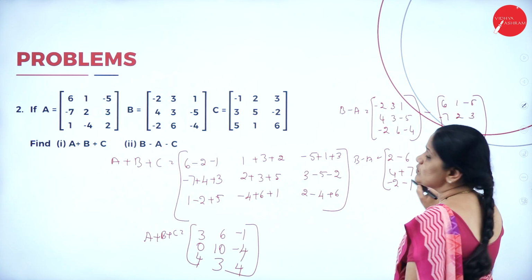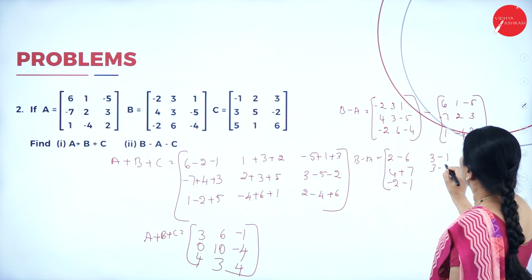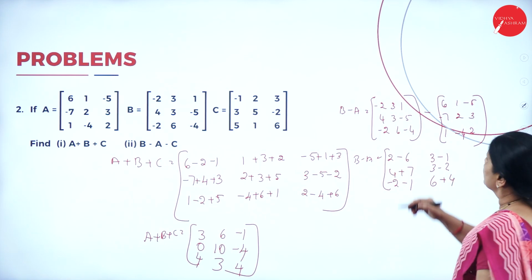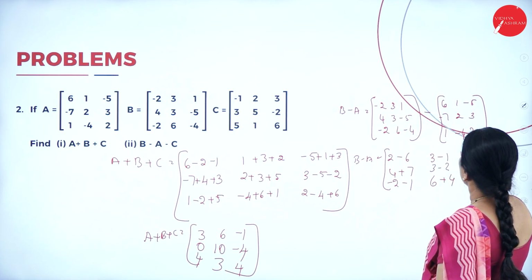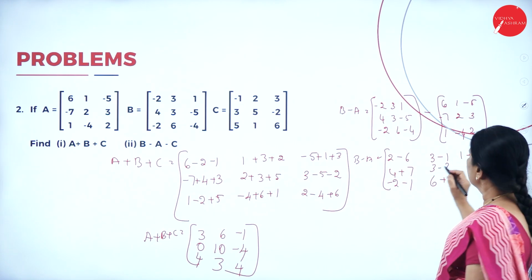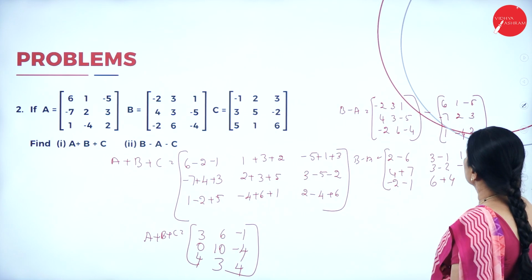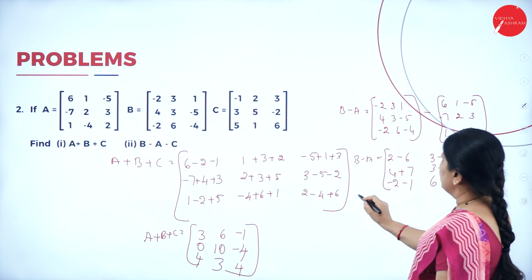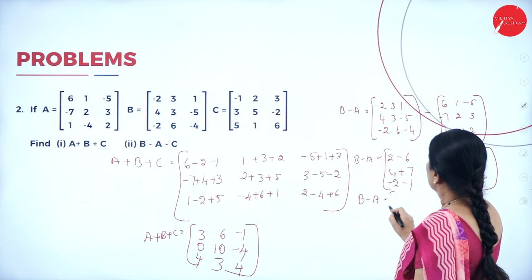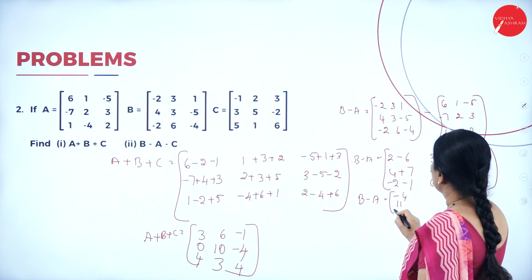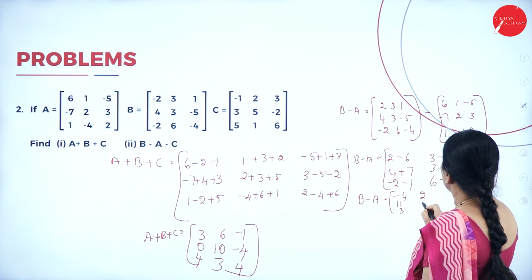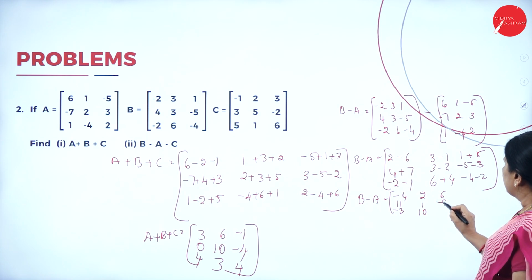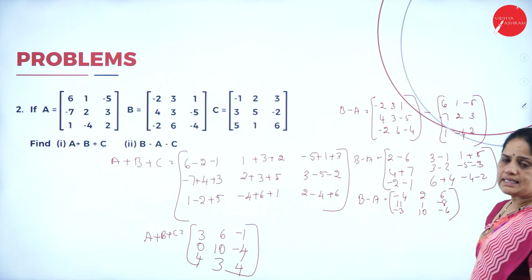Now 3 minus 1, then 3 minus 2, then 6 minus of minus 4 is plus 4. Then again 1 minus of minus 5, that is plus 5. Then minus 5 minus 3, minus 4 minus 2. Now we got B minus A will be equal to minus 4, 11, minus 3, 2, 1, 10. Then it will be 6, minus 8, minus 6. So B minus A we got.